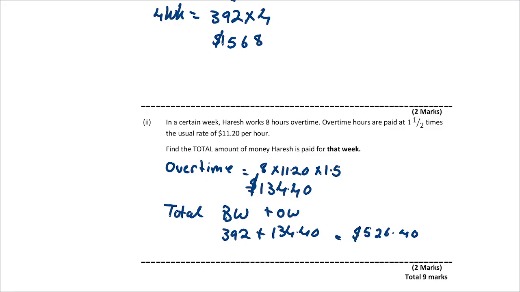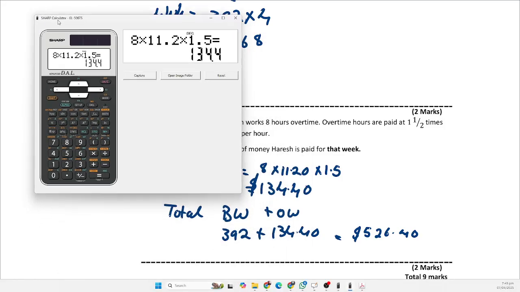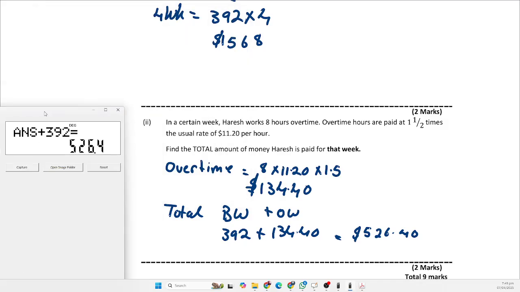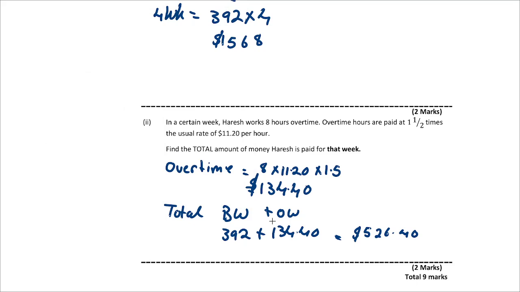If you're not 100% sure, again, use a calculator. You don't need to stress yourself out. First off, let's just multiply that. I got this. Then I'm going to add it to 392, which is $526.40. So you know that your answer is correct. And that is the end of May, June 2023.